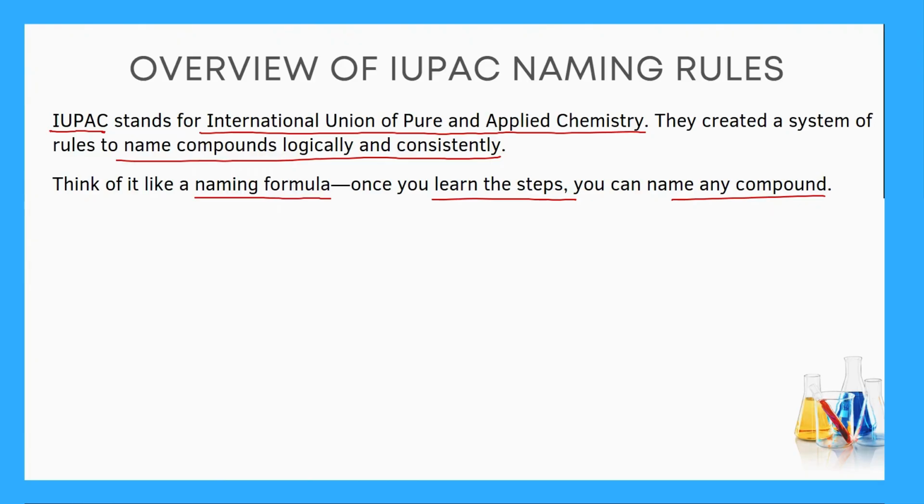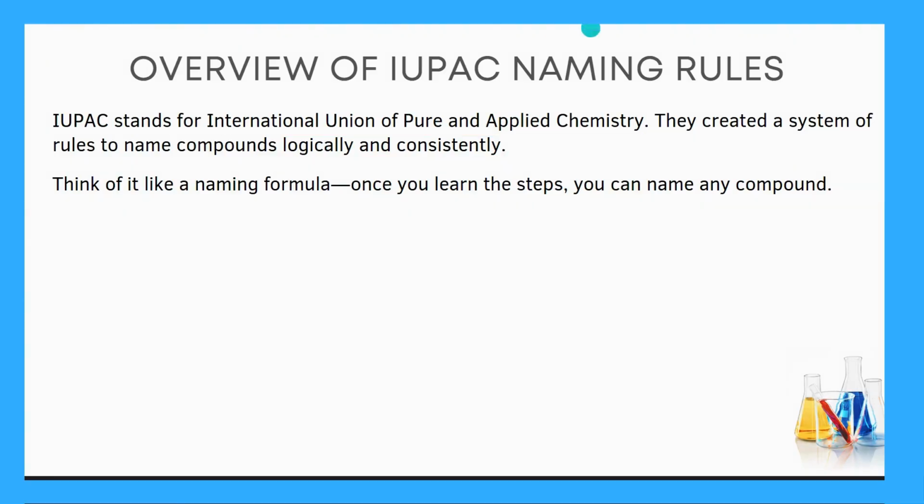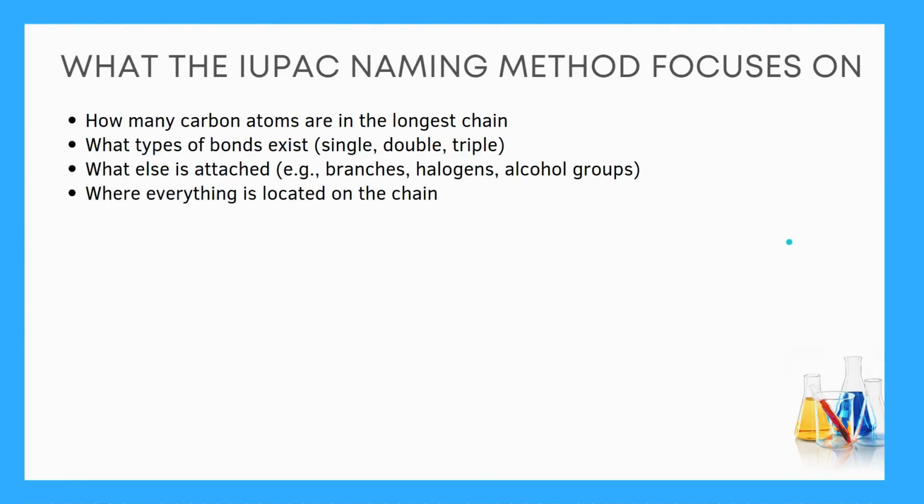So once the steps have been put in place, which I'm going to be showing you in this video and in subsequent videos to come, you can name any organic compound that you want to. So what is the IUPAC naming method focused on? There are a number of things that the IUPAC naming method focuses on. Let's check them out. First of all, they focus on how many carbon atoms are in the longest chain. Now, I'm going to be talking about the concept of what a chain means, okay?